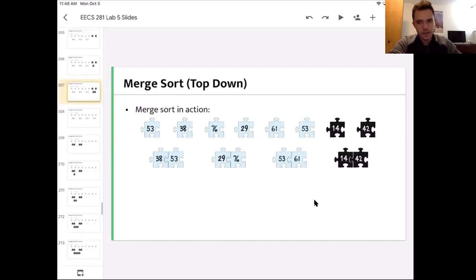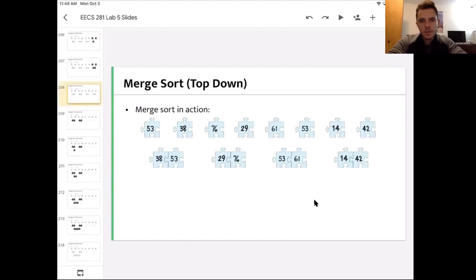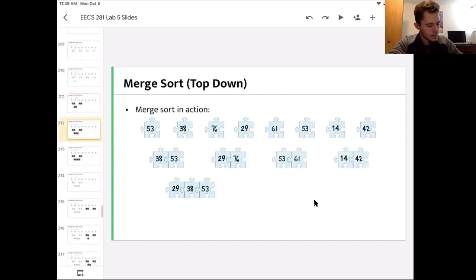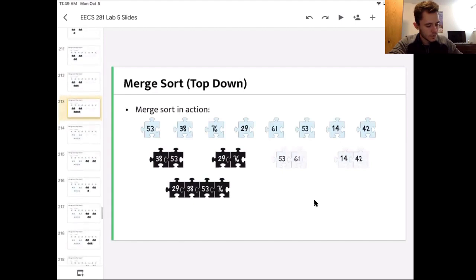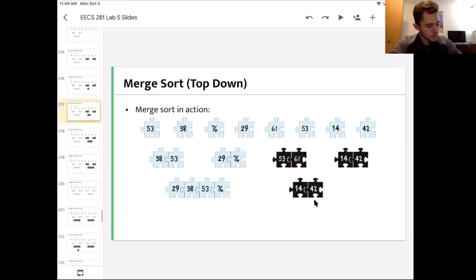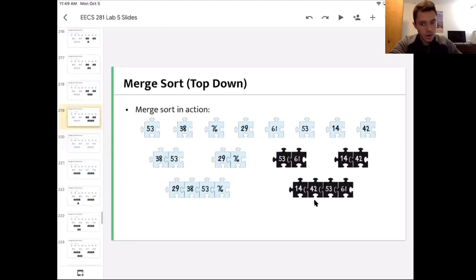And then now we're going to go one step out and start to join these. The important thing for merge sort is that each of these little mini arrays is in and of itself sorted, right? So each time, we can essentially just go across it in O of n and join those two arrays. So we throw on the 29, 38, 53, 76, right? So we're joining those two, and then now we're going to join these two: 14, 42, 53, and 61.